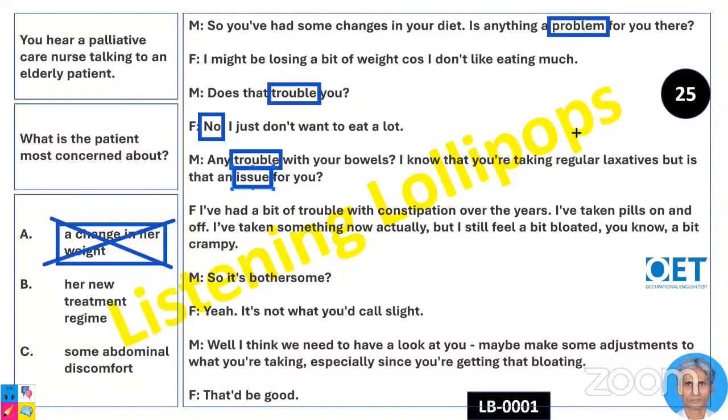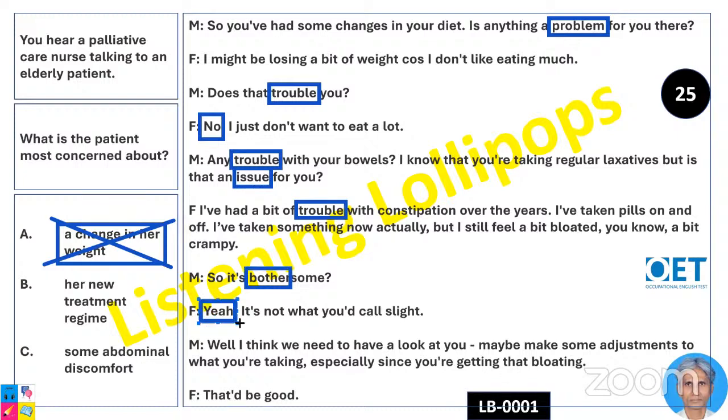Laxatives are medication, the treatment regime. I have had a bit of trouble with constipation over the years. I have taken pills on and off. I have taken something now actually. But I still feel a bit bloated, a bit crampy. So it's bothersome. Bother. So it's bothersome. Yeah. Now she's not saying no.